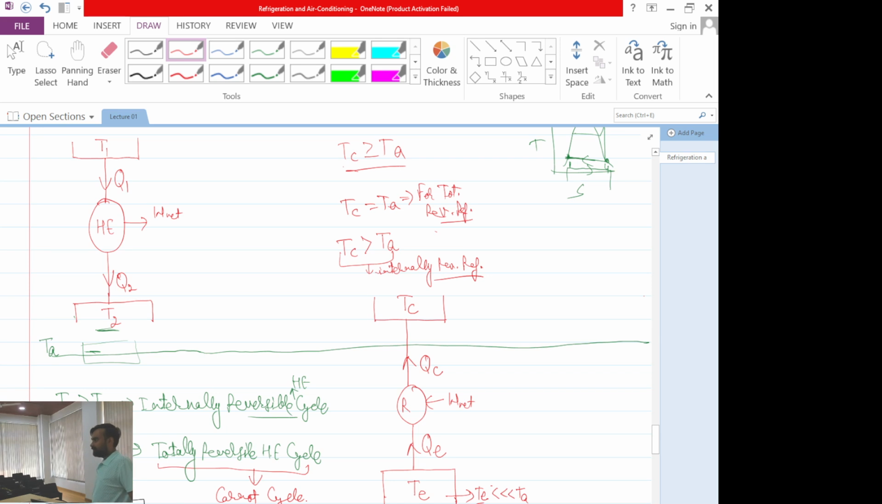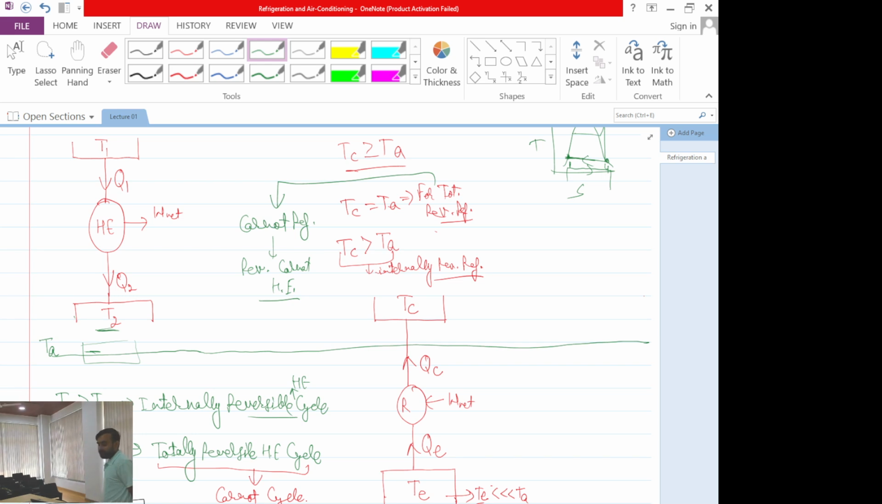Is this one clear? What is a totally reversible refrigerator? A totally reversible refrigerator again is an idealization, so it can be called a Carnot refrigerator, or a reversible Carnot heat engine. If you reverse the entire Carnot cycle, then you will be able to achieve the refrigeration. Is this point clear? Anyone is having any doubt about this?